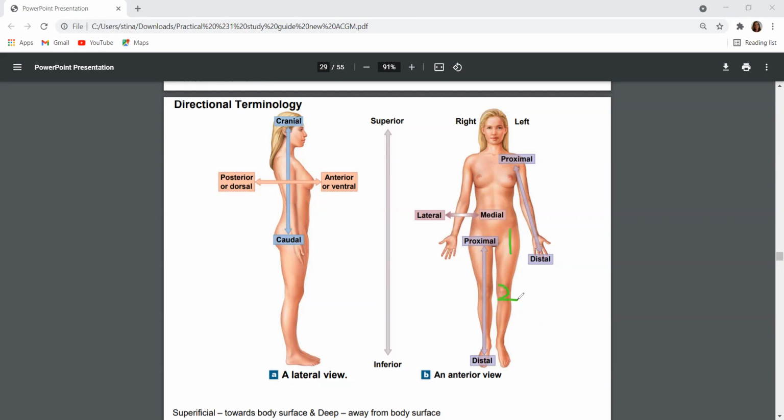Because remember, my hip is closer to the point of attachment. If I flip this sentence around and I say, what is number 2 to number 1? Number 2 would be distal to number 1, or my knee would be distal to my hip, because my knee is further away from the point of attachment. So it is more distal than my hip.